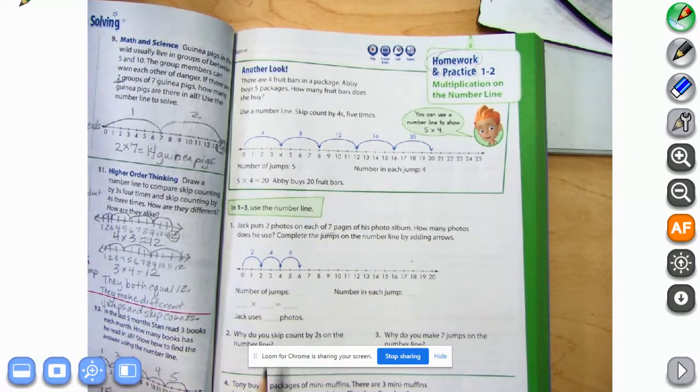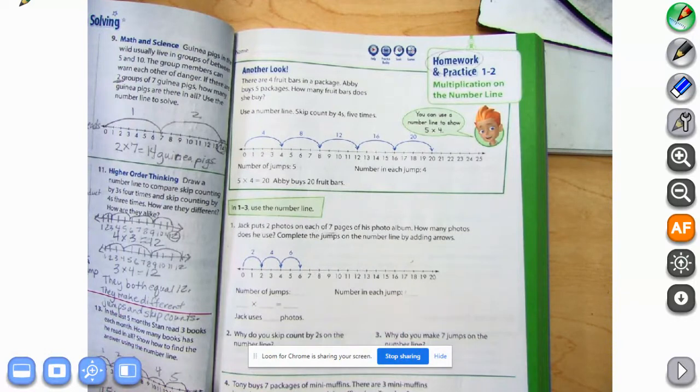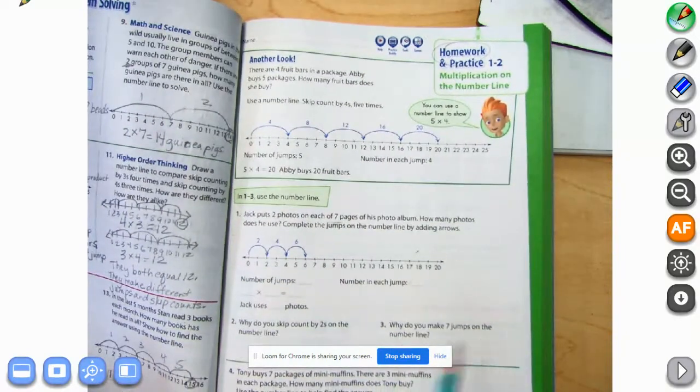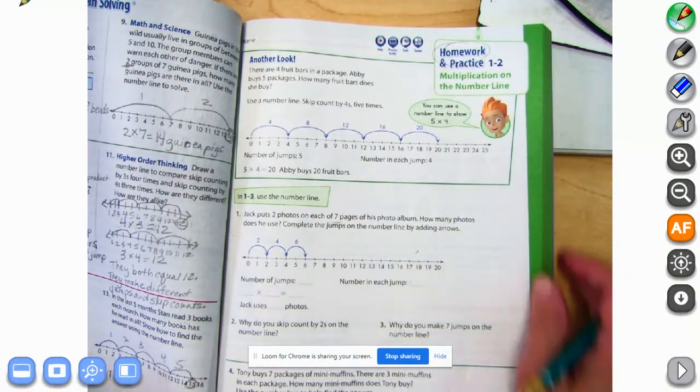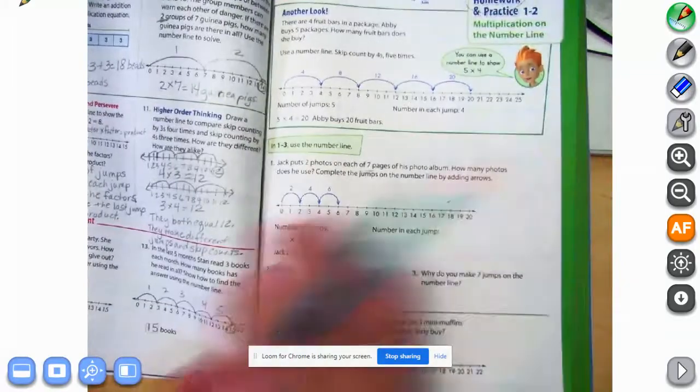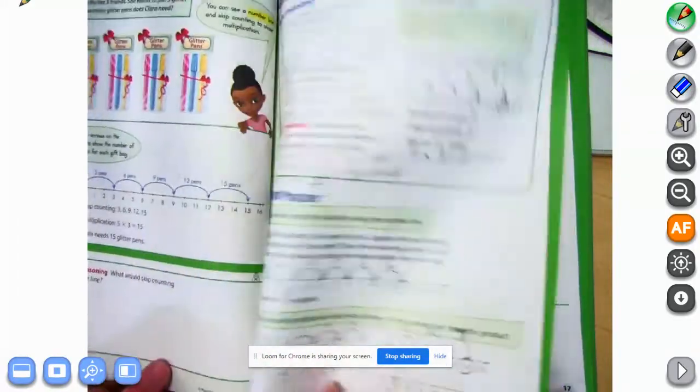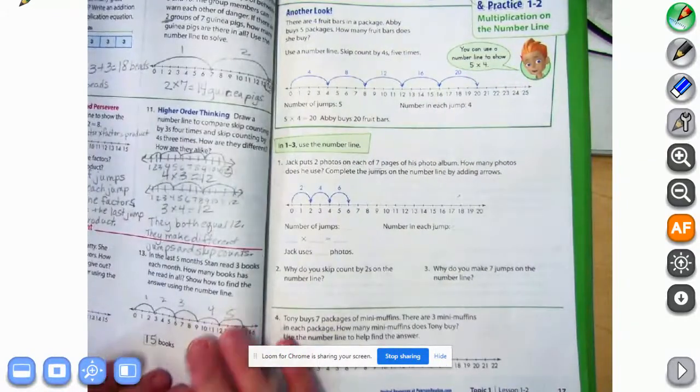Okay. You're going to answer the multiplication problem. How many jumps? How big were the jumps? Why do you skip count by 2 on the number line? Give us an answer. Why do you make 7 jumps on the number line? Give us an answer. Okay. You can refer back to the pages we've already done. You can look at these because you've already written your answers down, so you can figure out what your answer is going to be.